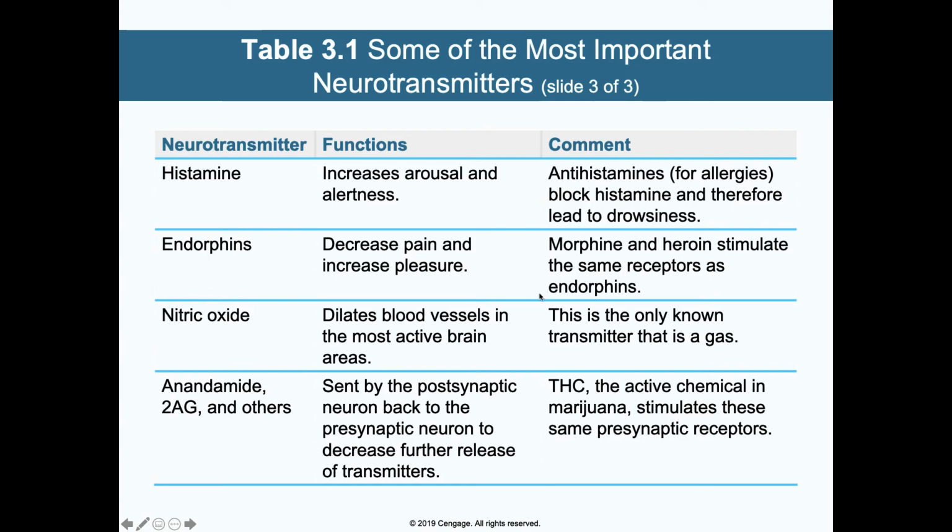Okay, then we have nitric oxide, and then a number of other neurotransmitters. Without spending too much time on the technicalities of those, the idea of the neurotransmitter, again, is that they help to move along the messages from axon to axon through the synapses or the gap.